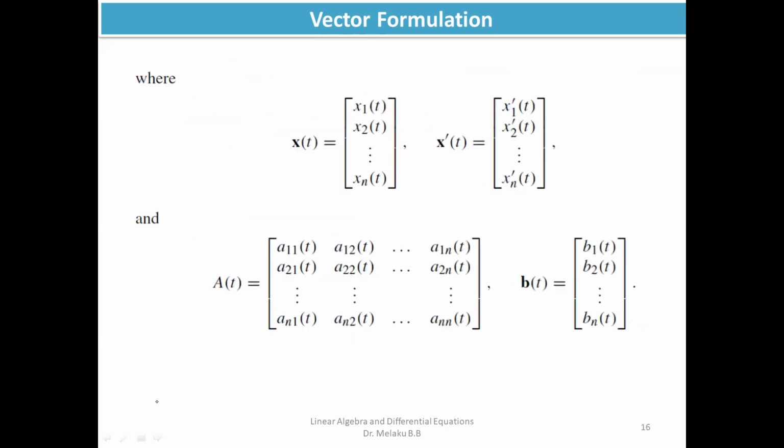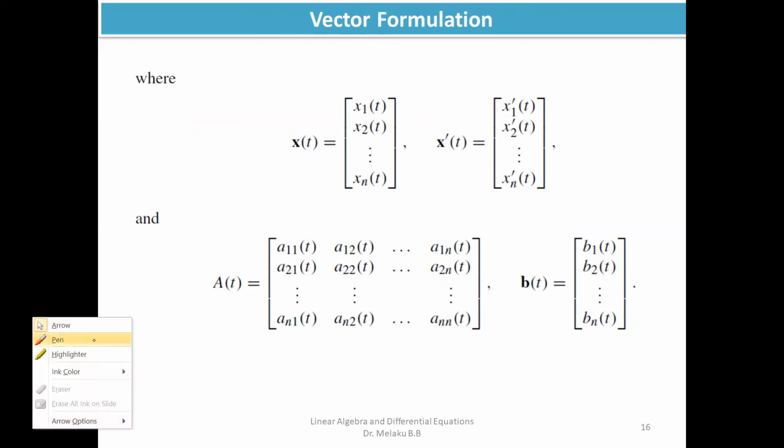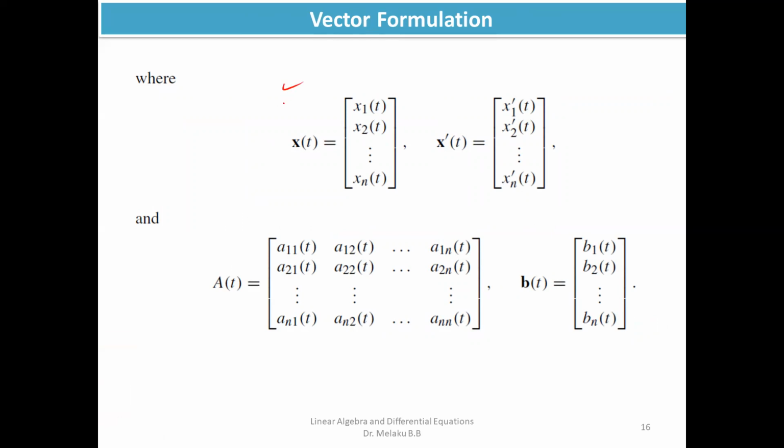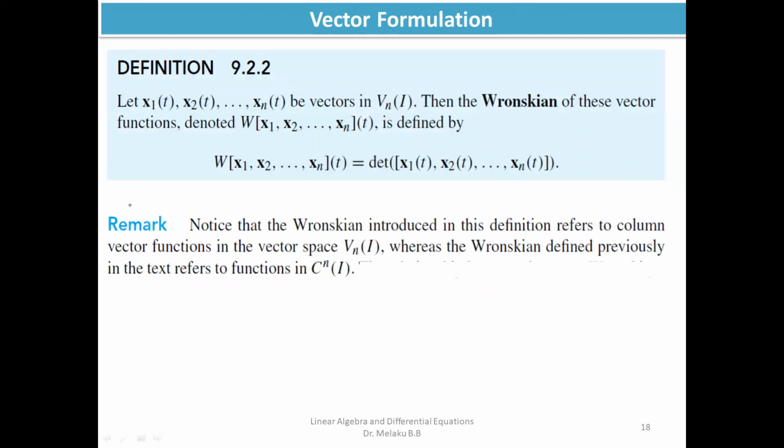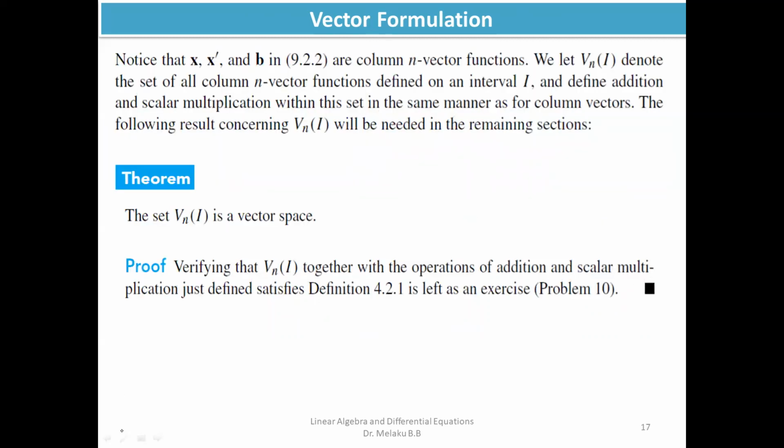So x is here, you can see it. x is the variables x1, x2, x3 through xn. x bar is the derivative, and A is the coefficient, and b(t) is simply b1(t), b2(t), just like imagine the non-homogeneous systems of differential equations. Notice that this x bar and b are column n-vectors.